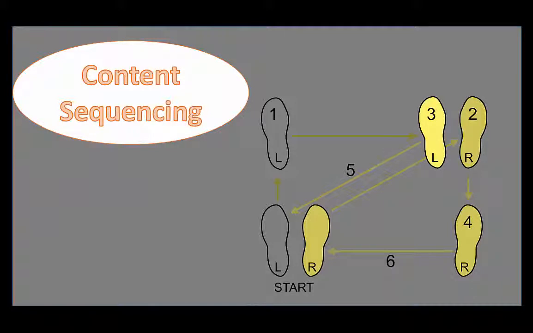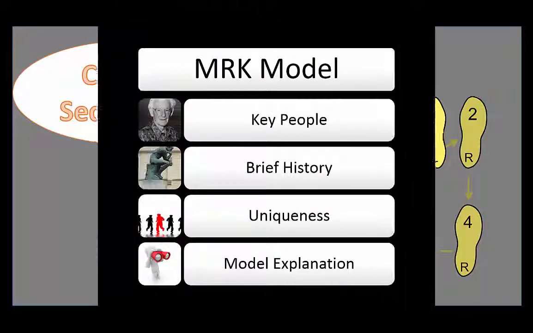Like following the steps to a dance, content sequencing in the MRK model means that we are arranging the instructional content into the most appropriate pattern for the learner's achievement of objectives. There are several content sequencing strategies to choose from, including ordering by real-world events, by relationships to other concepts, or by the interests of the learner.